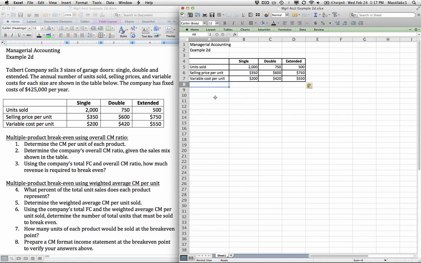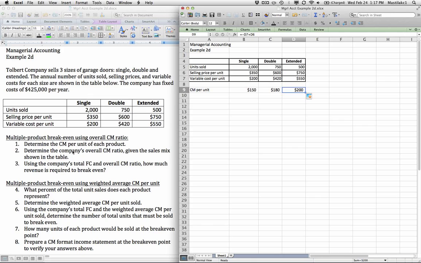So I'll just copy and paste the data into the table here, and I'll answer question 1 by simply subtracting the variable cost from the selling price. And for our single product, the CM per unit is $150. For the double product, it's $180. For the extended product, it's $200. So that's requirement 1.